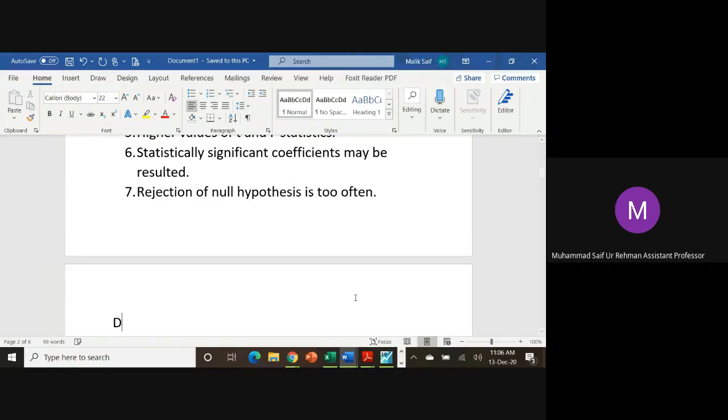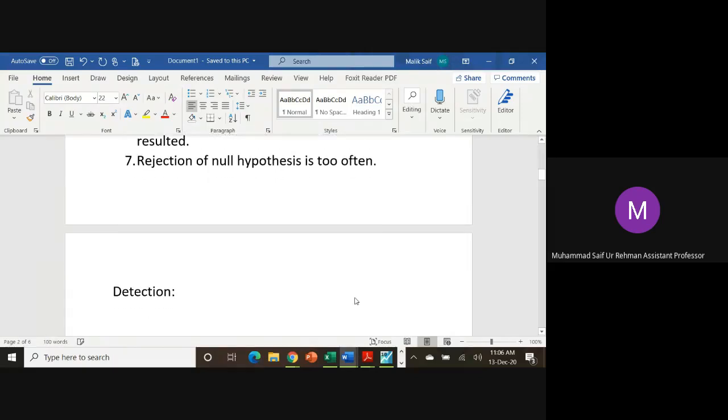So, detection. And for detection, first of all, there is a test that we call the Breusch-Pagan LM test.